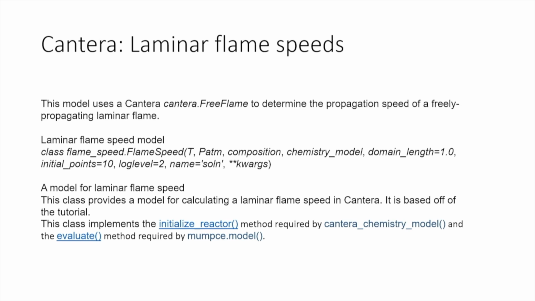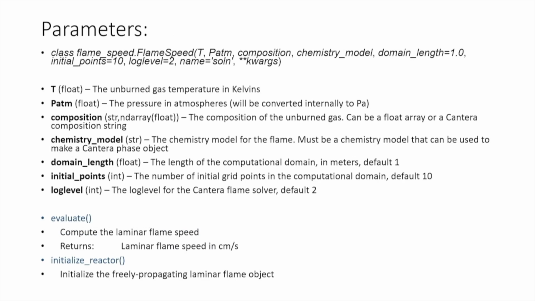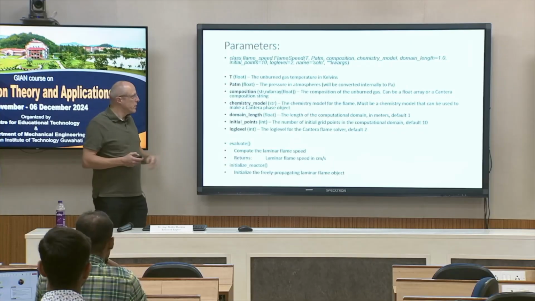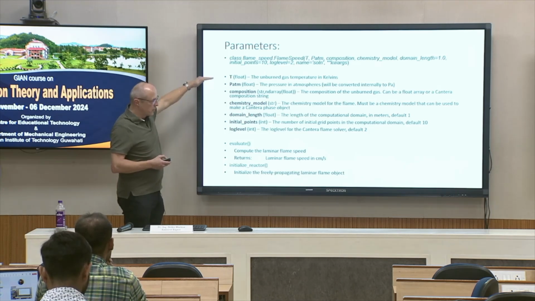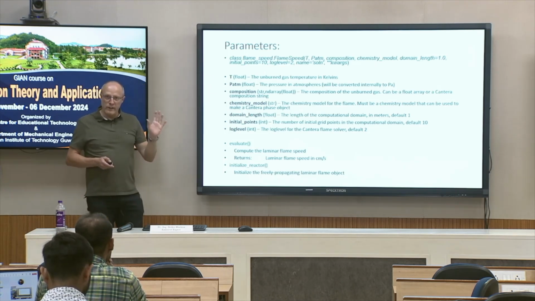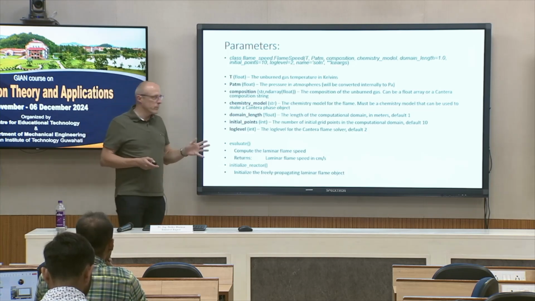So, and here we can use a specific class from Cantera, Cantera.FreeFlame, and this is a model for this laminar flame speed, and we need some specific input parameters again. We need to know the temperature of the unburned gas mixture. We need to know the pressure, of course, and the composition. So to define our inlet conditions.